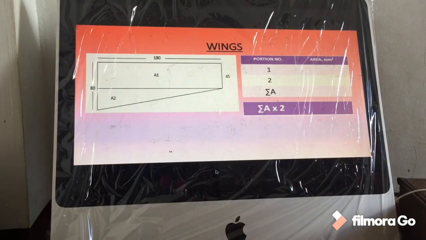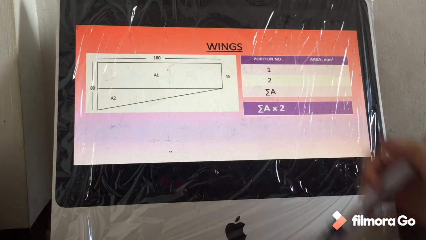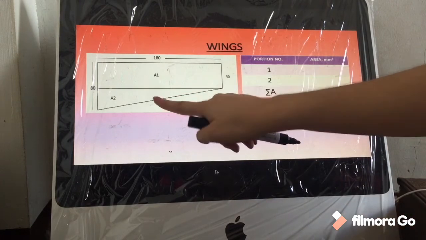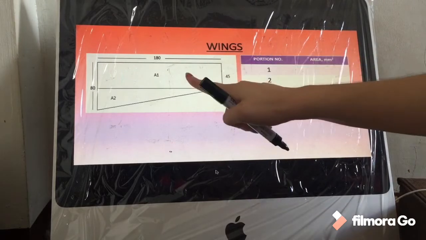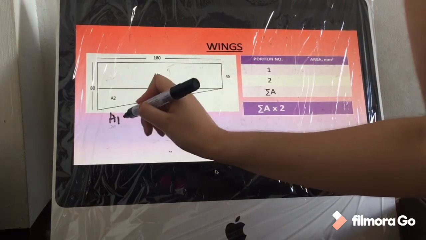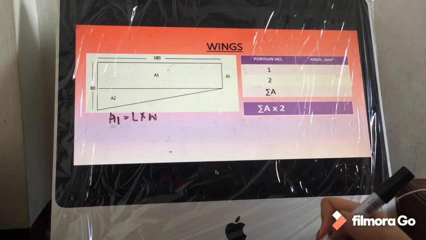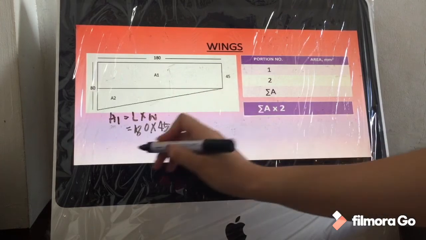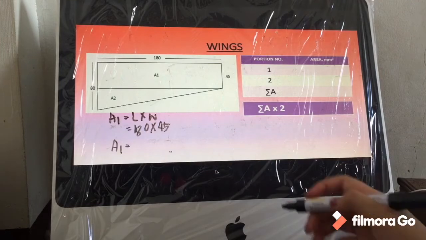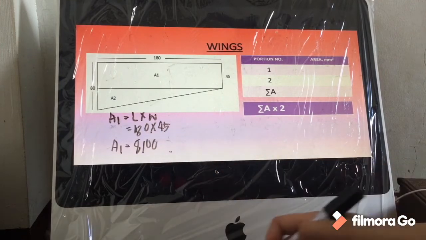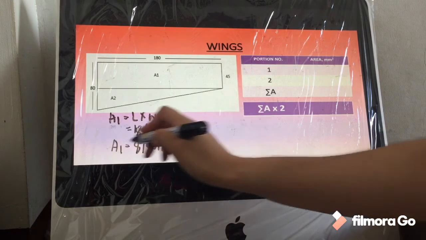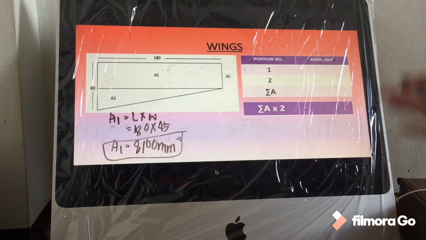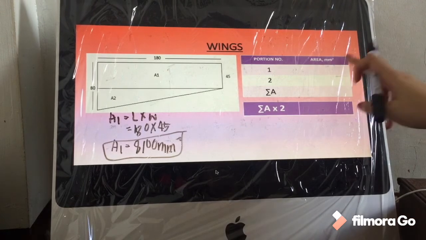So, this is another example for aircraft sectioning. We have here the wings. This is already sectioned out for you. So, we have 2 portions, area 1 and area 2. If you can see, area 1 is a rectangle. So, area 1 is only length times width. The length is 180 times 45. That easy. Area 1 is 8,100 square millimeters. A reminder, all areas are in square millimeters. All units should be squared.